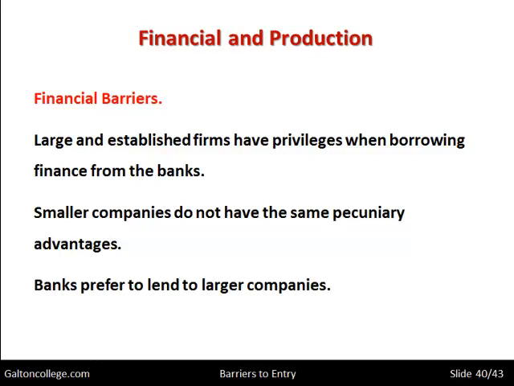They know what the company's performance is. They know the style of management. They know the people. So banks and financial institutions prefer established companies. So it's very difficult for new companies to get sources of finance to enter the market. There's also production and distribution barriers.